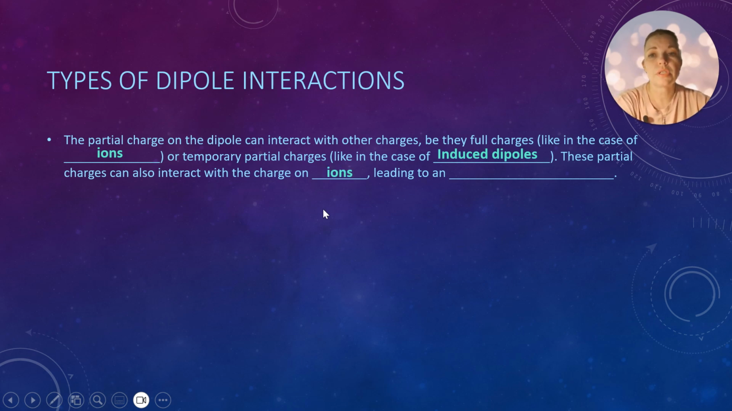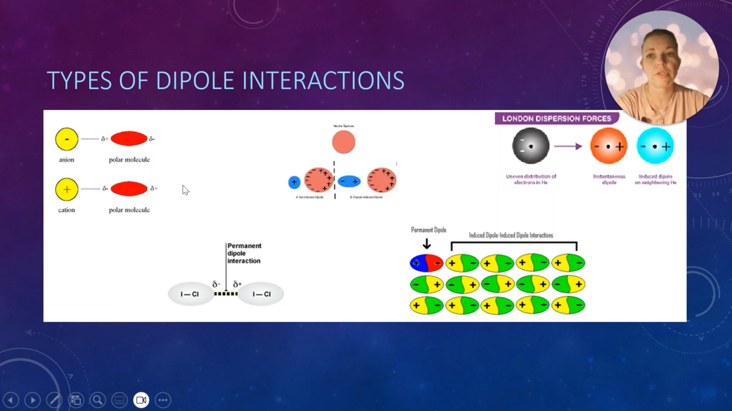So these partial charges can interact with the charge on ions, leading to what we call an ion-dipole interaction. So that's what you would see down here. So here's ions, and then here's dipoles, and you can see that they line up. So the negative would line up with the positive would line up with negative, as we would expect. Then this would be a dipole-dipole.